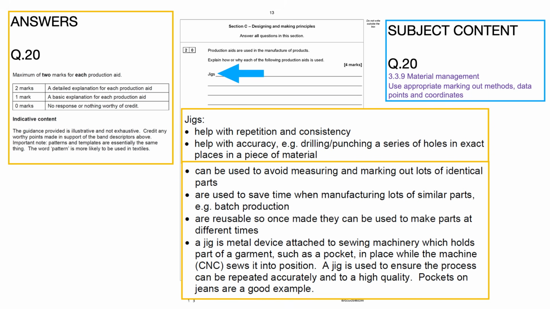Jigs can be used to avoid measuring and marking out loads of identical parts. Jigs are used to save time when manufacturing lots of similar parts, for example, batch production. Jigs are reusable, so once they are made, they can be used to make parts at different times. And a jig is a metal device attached to sewing machinery which holds part of a garment, such as a pocket, in place while the machine, the CNC, sews it into position. A jig is used to ensure the process can be repeated accurately and to a high quality. Pockets on jeans are a good example here.